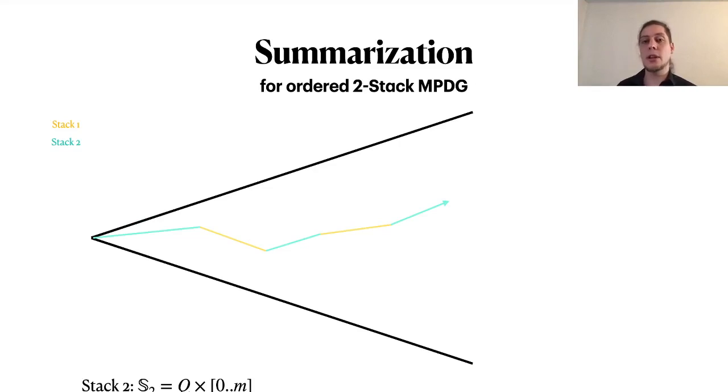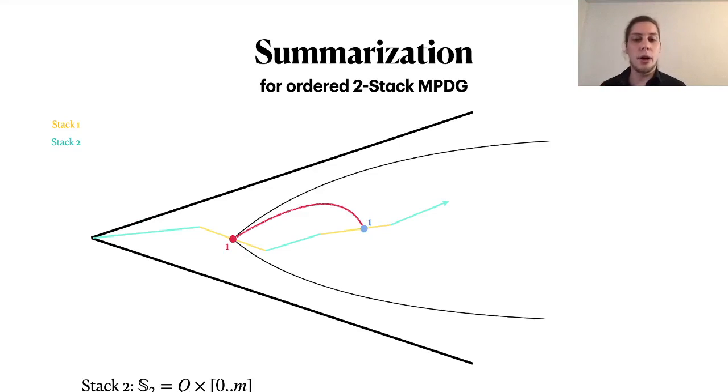Okay, that was summarization for stack 2. How does summarization for stack 1 push-pop pairs work? Let's have a look. Okay, so we have another computation and we have a push-pop pair for stack 1. And I already labeled them 1 because we will have a few more push-pop pairs.